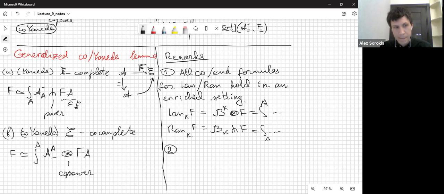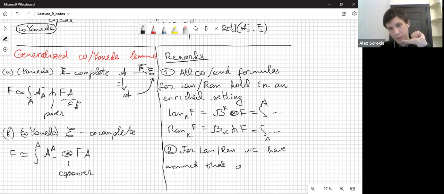Second of all is the following. For Lan and Ran, we have assumed that certain co-limits exist in E. So if category E has certain types of limits and co-limits, Lans and Rans exist.